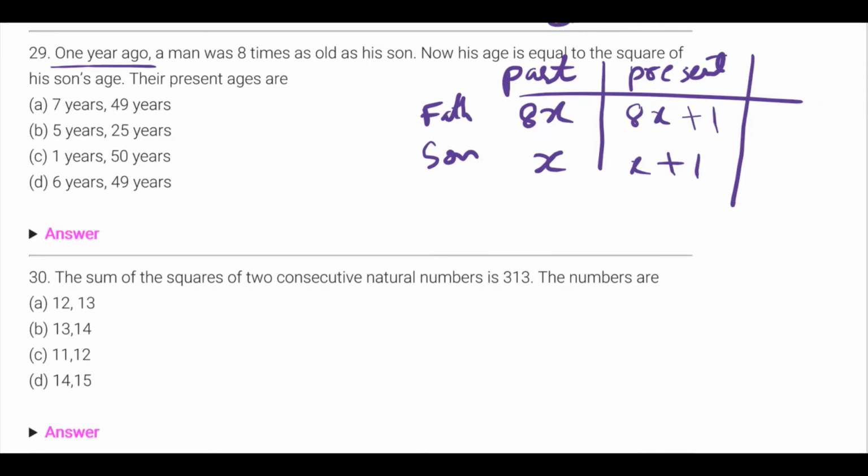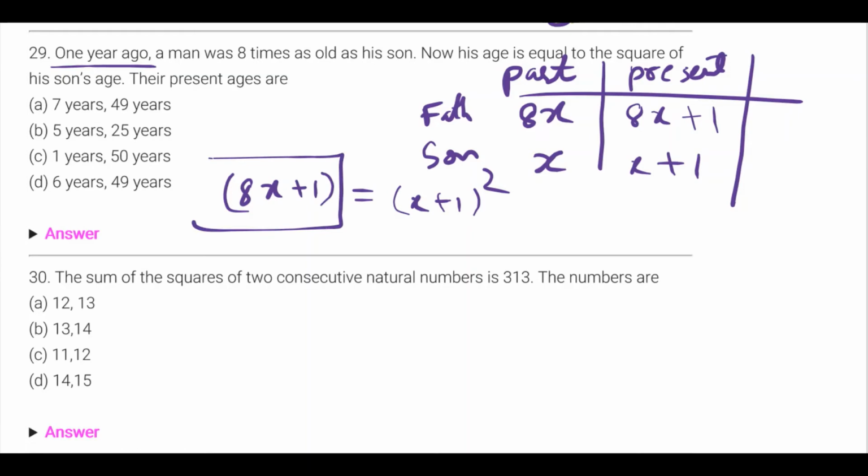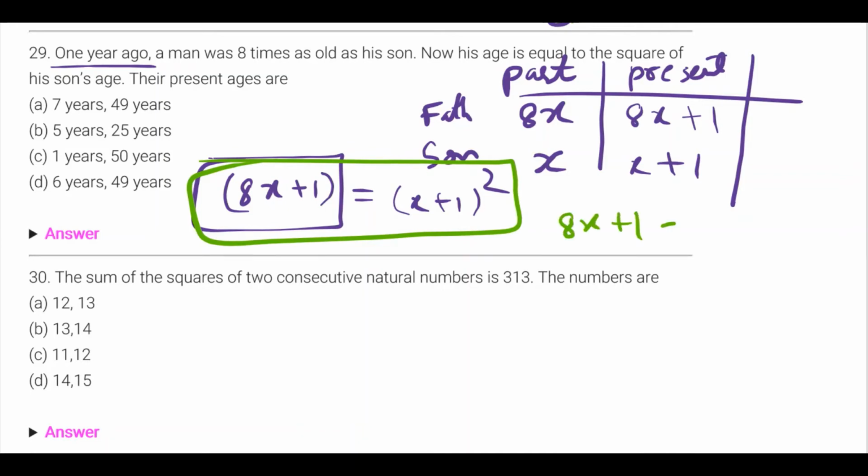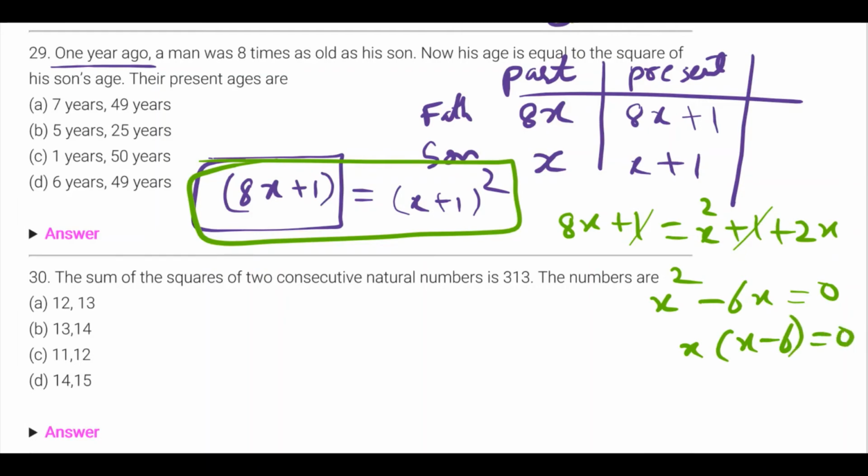Now his age is equal to the square of his son's age, in the sense 8x plus 1 equals the square of the (x plus 1) whole square. So in present, the father's age is square of the son's age. We need to solve this equation. This is 8x plus 1, that equals x square plus 1 plus 2x. X square, 1 gets cancelled. Minus 6x equals 0. X into (x minus 6) equals 0. So x equals 6.